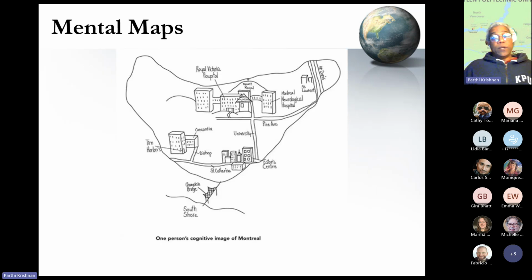Another mental map that I wanted to show you is this sketch drawn by a student at Concordia University as part of a class exercise in recalling locations. So notice how locations that are important to the student are clearly marked and identified. One of the ones that I really want to highlight to you is Tim Horton. So obviously Tim Horton is very, very important to this one person.